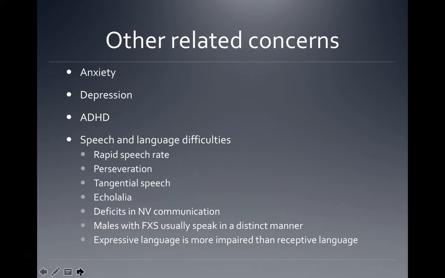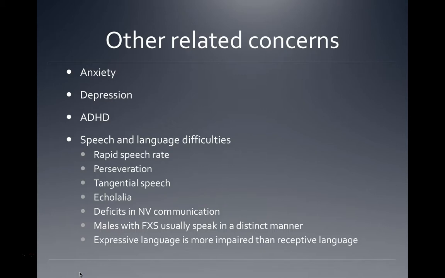So some other related concerns when we're talking about Fragile X. It's also more highly comorbid with anxiety, depression, and attention deficit hyperactivity disorders. When we're looking at these behavioral problems, again, these are not occurring as part of the Fragile X. These are things that are occurring in addition.